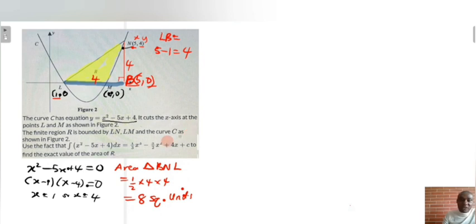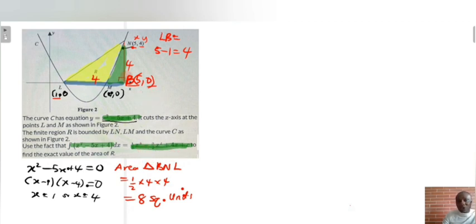The next thing we have to do is look for the area under the curve. The area under the curve will be the area between this curve and this other line here. We can find this area by using this. We have already been given the integral, so there's no need for us to integrate again. So we just plug in the values.